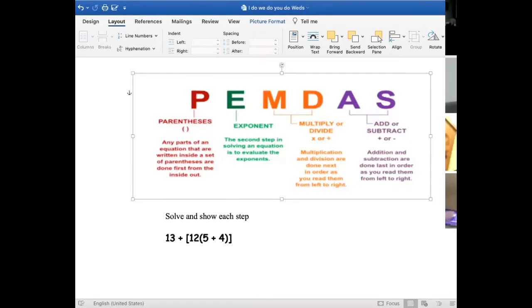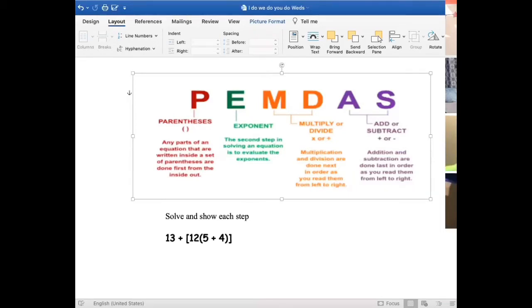What's the next step, Jonathan? We're ignoring, right? What's next? Multiply and divide. Yep, we're going to multiply or divide left to right, whichever comes first. Good job, Jonathan. Okay, Corday, what's the last step? Add or subtract. Very good job. Yes, you're going to add or subtract.